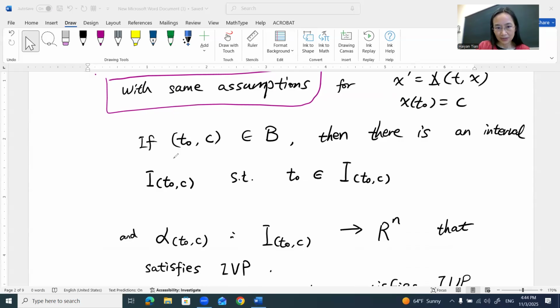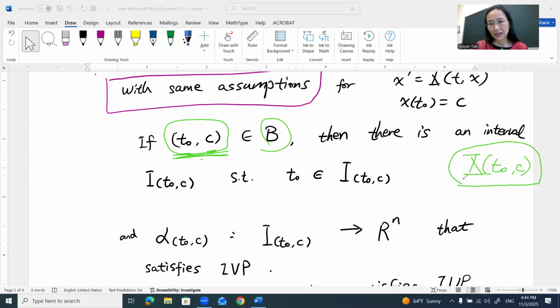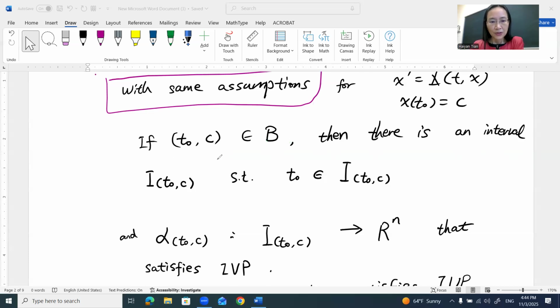Also, always, right, this initial data at t0, the x value is c. So this has to be at this t0 and the initial value is c. This has to be in the domain of the vector field. Otherwise, the problem is not properly defined. So that is necessary.